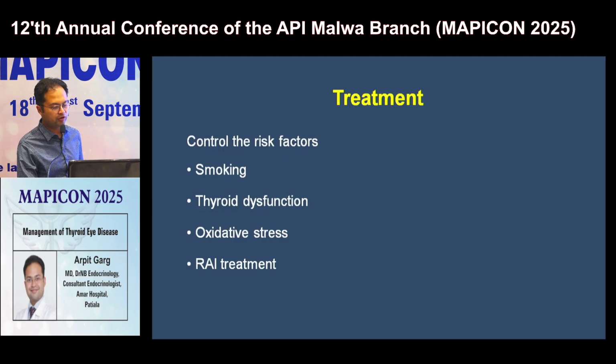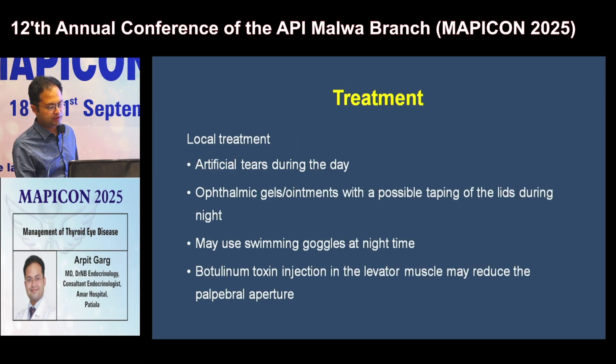And radioactive iodine treatment. If the patient is having established thyroid eye disease, then you should be cautious of giving radioactive iodine, because it has been seen that if the patient of Graves orbitopathy is administered radioactive iodine, it leads to worsening of the eye disease. So in patients who are suffering from eye disease, it is better to avoid this radioactive iodine treatment.